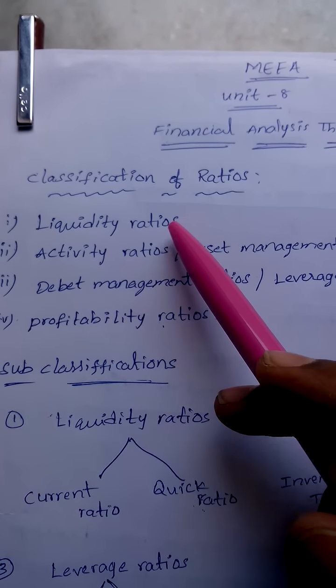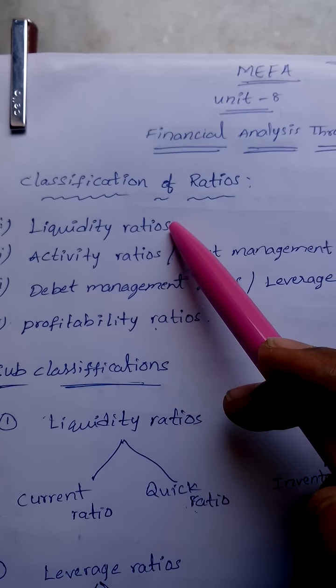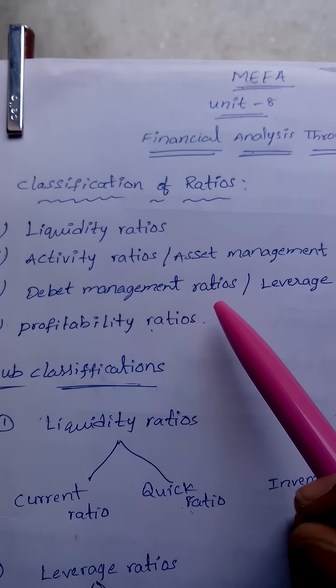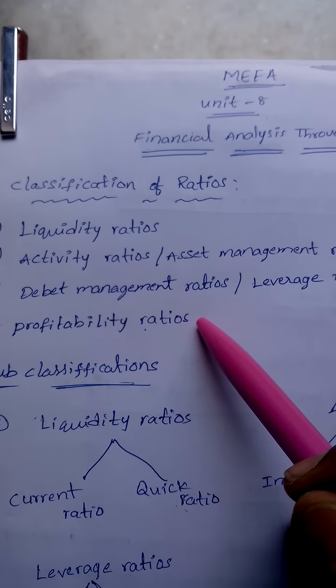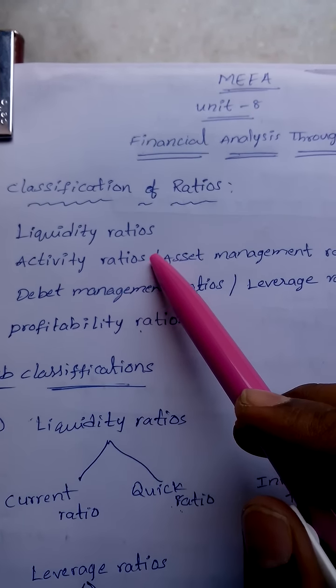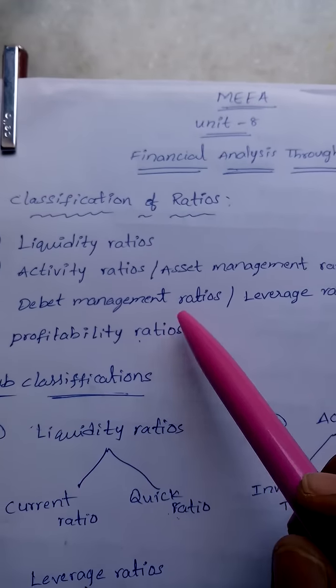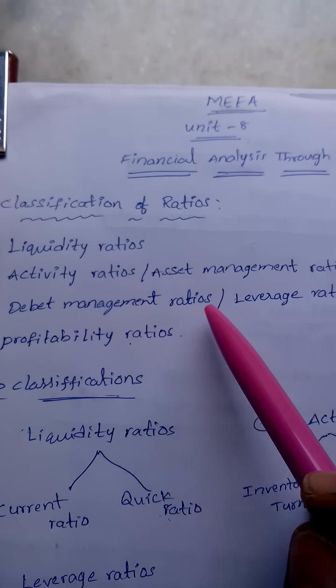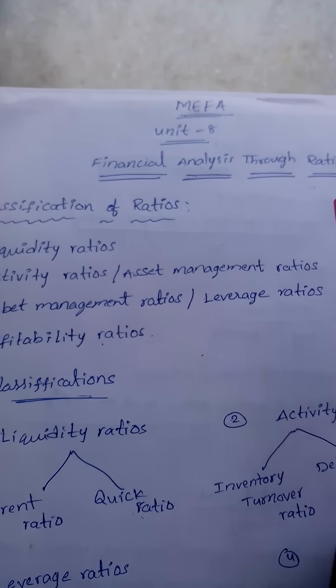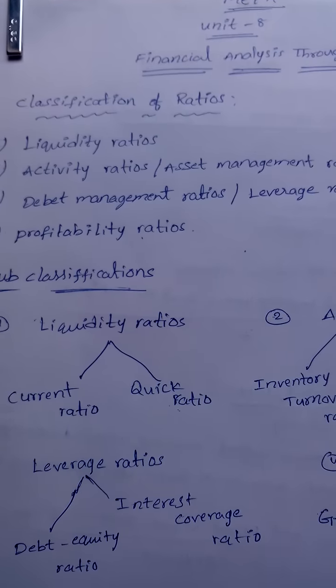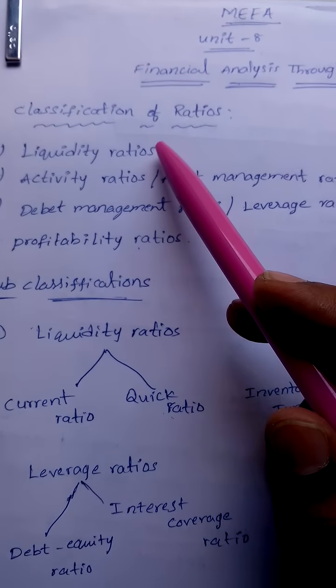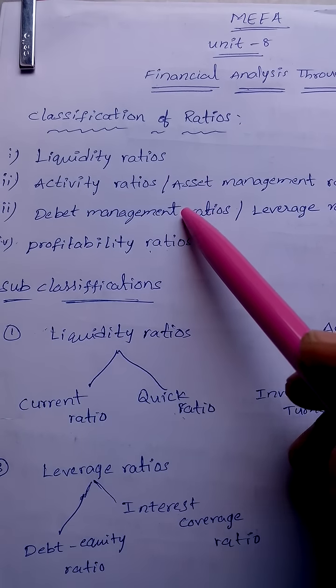The ratios can be classified into four types: liquidity ratios, activity ratios, debt management ratios, and profitability ratios. Activity ratio is also known as asset management ratio. Debt management ratio is also known as leverage ratio. Again, these four ratios are subdivided.